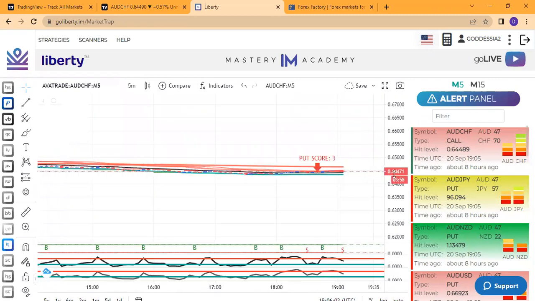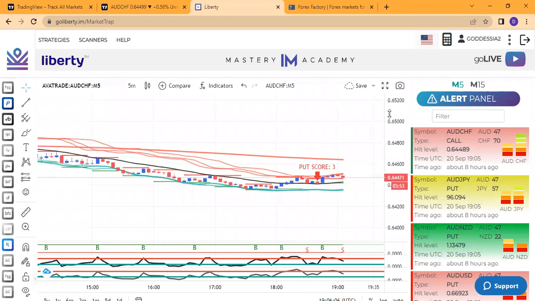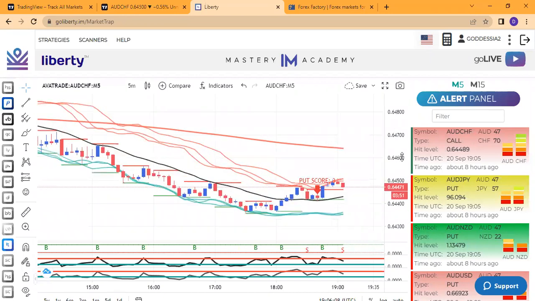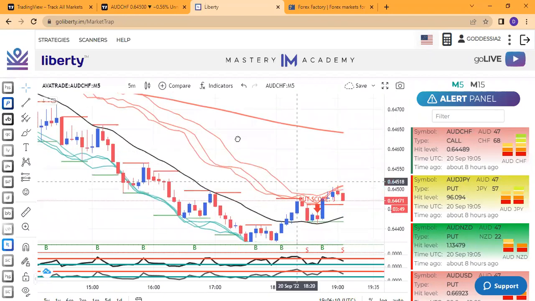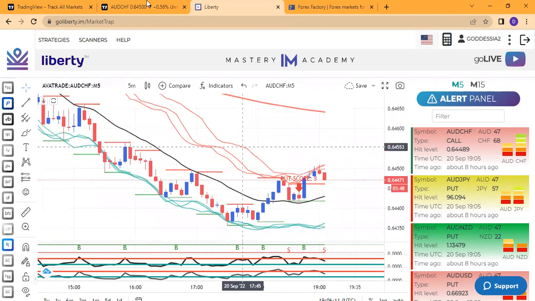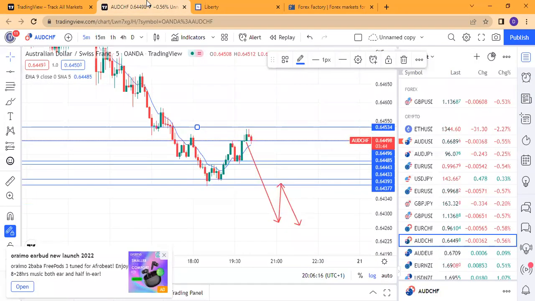I'm going to come on my market trap and confirm using strategy, because this is basically technical. This is support and resistance. This is technical trading. You need technical and strategy to give you a higher winning rate.